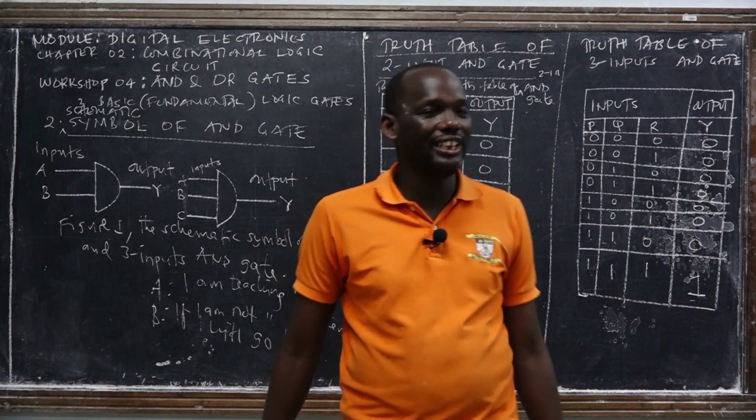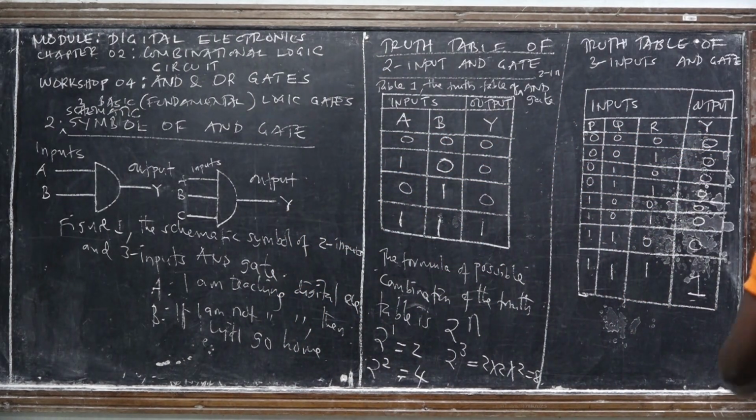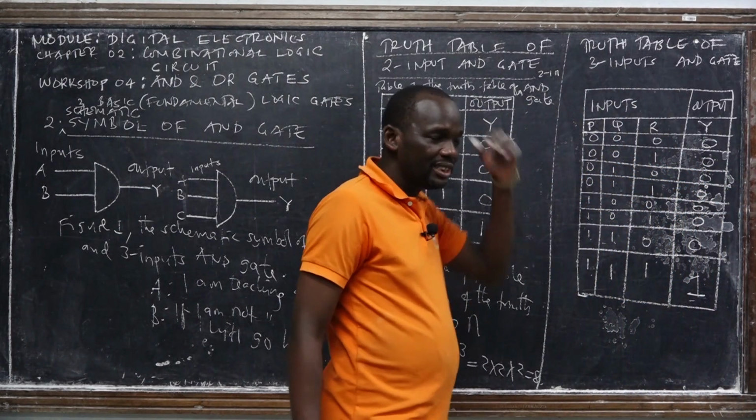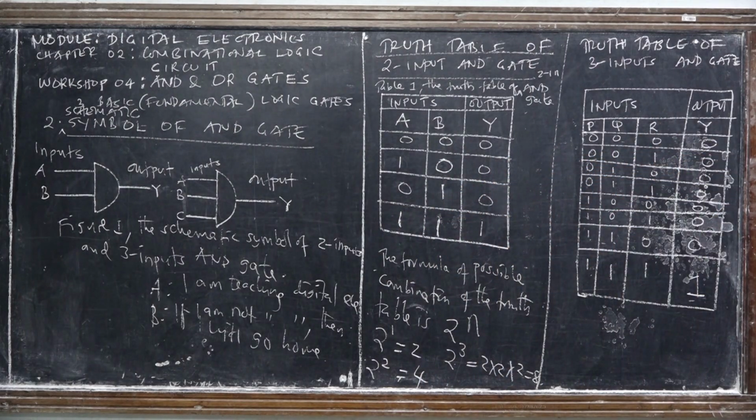So that is what? 1. So it means that from these two truth tables, you can draw the conclusion that the output of any AND gate, regardless of the number of inputs, will be high if all the inputs are high.